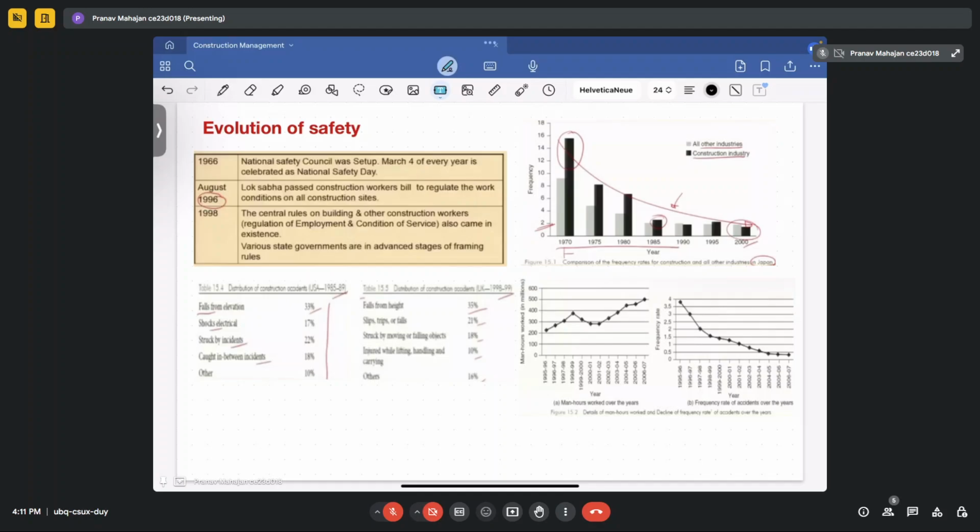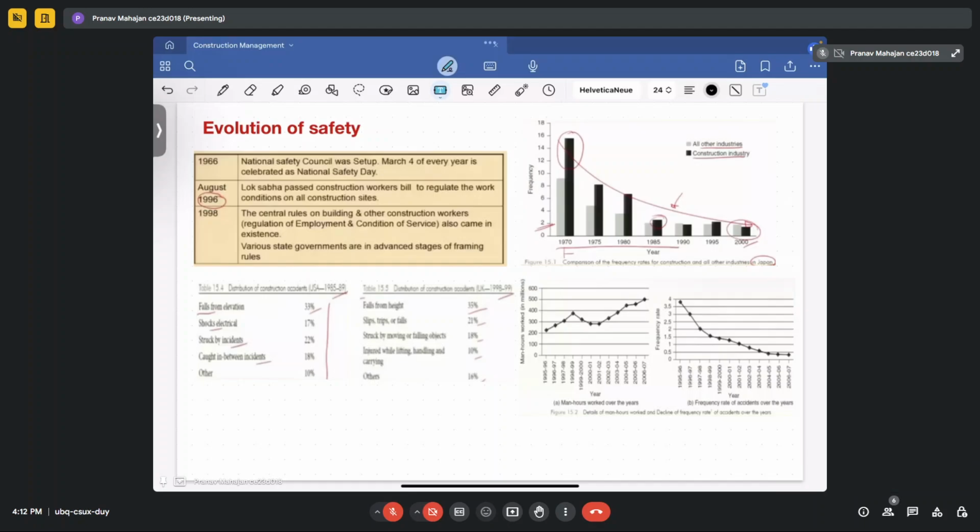Various state governments are in stages of framing their own rules, because each and every area has different geological as well as climatic conditions. So based upon the type of conditions available in each area, it is the duty of the state government to mandate certain rules that should be carried out, so that an activity or a project is done in a smooth manner.